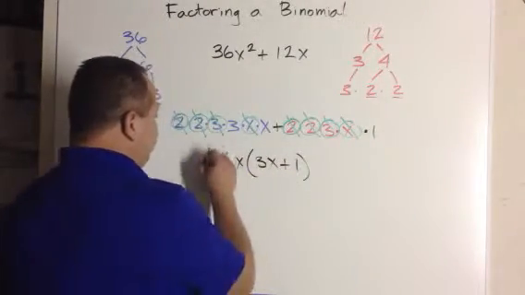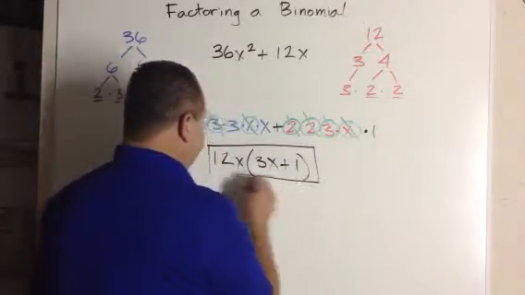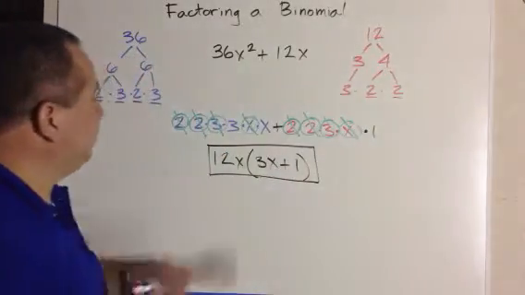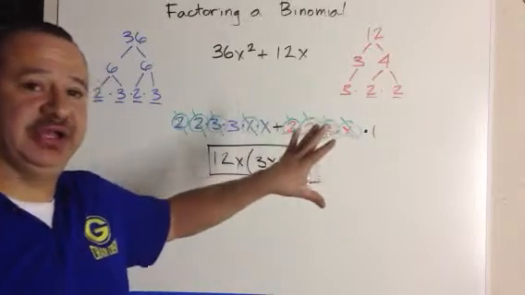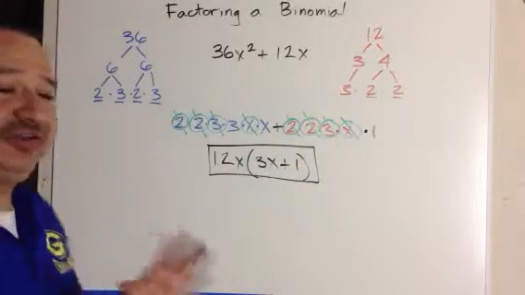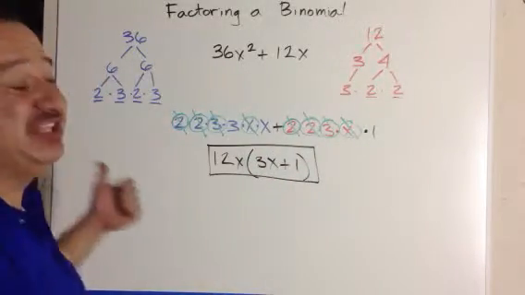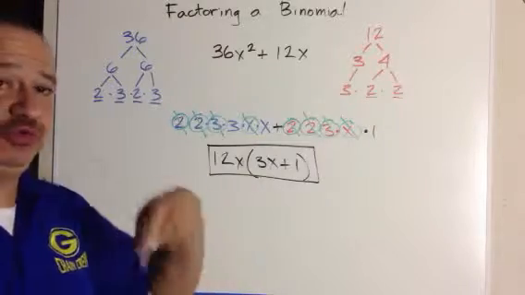And there it is. We have completely factored out this binomial using our simple but foundational way of doing it. Now there are much faster ways of doing it, which we'll do right after this.